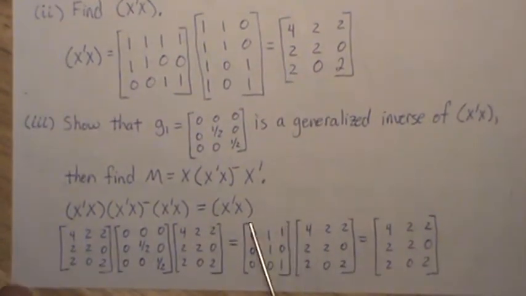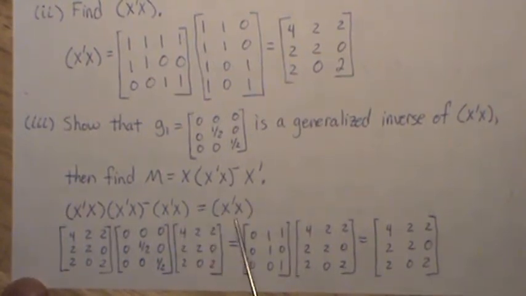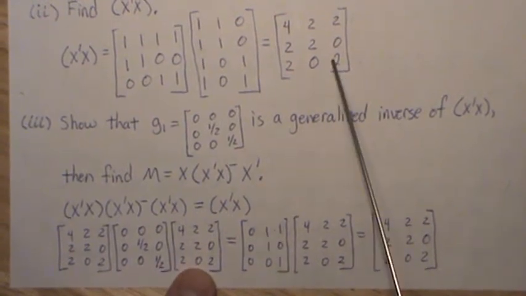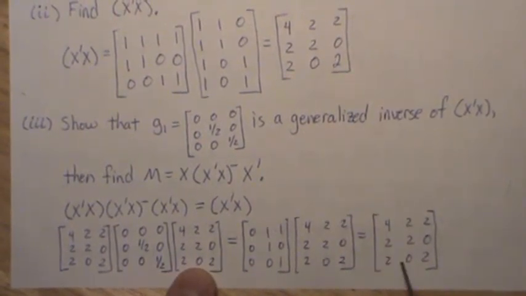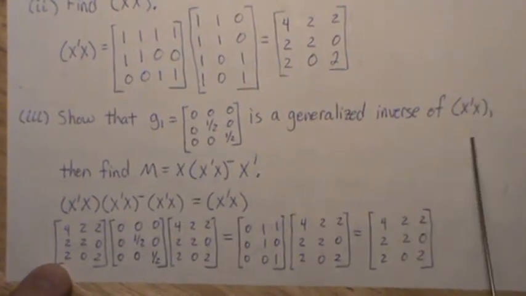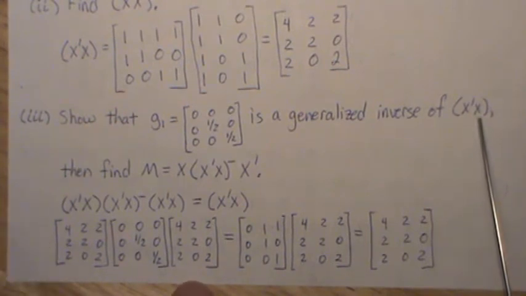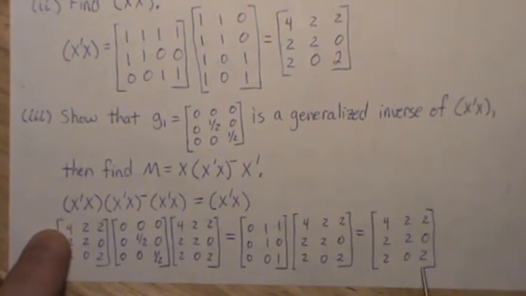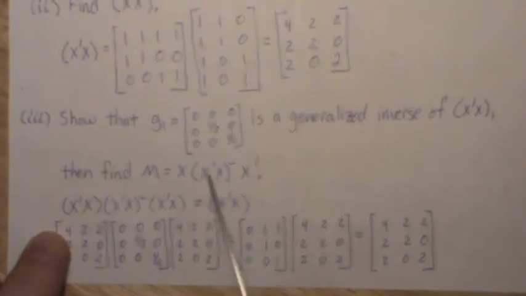Now to show that it is a generalized inverse, you take X transpose X times the generalized inverse, which we're proposing is this, times X transpose X, and that should equal X transpose X. So we plug in X transpose X, the generalized inverse, X transpose X, and we do the multiplication and we do get X transpose X back. So G1 is a generalized inverse for X transpose X. Now when we calculate M, we'll use this generalized inverse matrix right here.